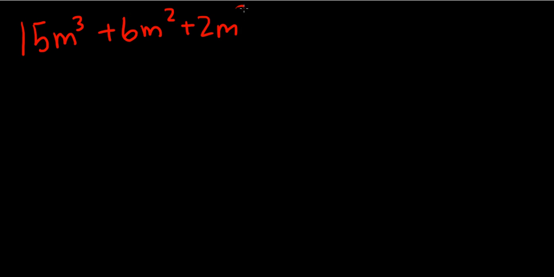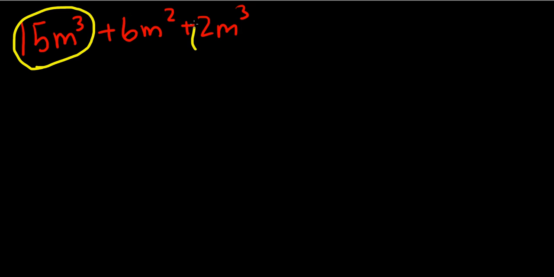In this section, we're going to be adding and subtracting polynomials. So let's start off with an example. We have 15m to the third plus 6m to the second plus 2m to the third. First, you want to identify like terms. And you want to combine the like terms.